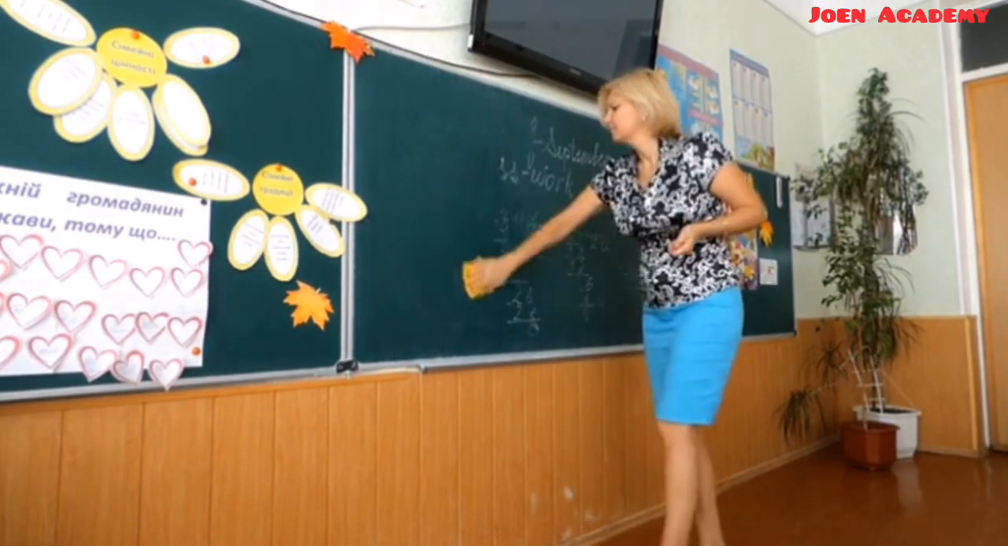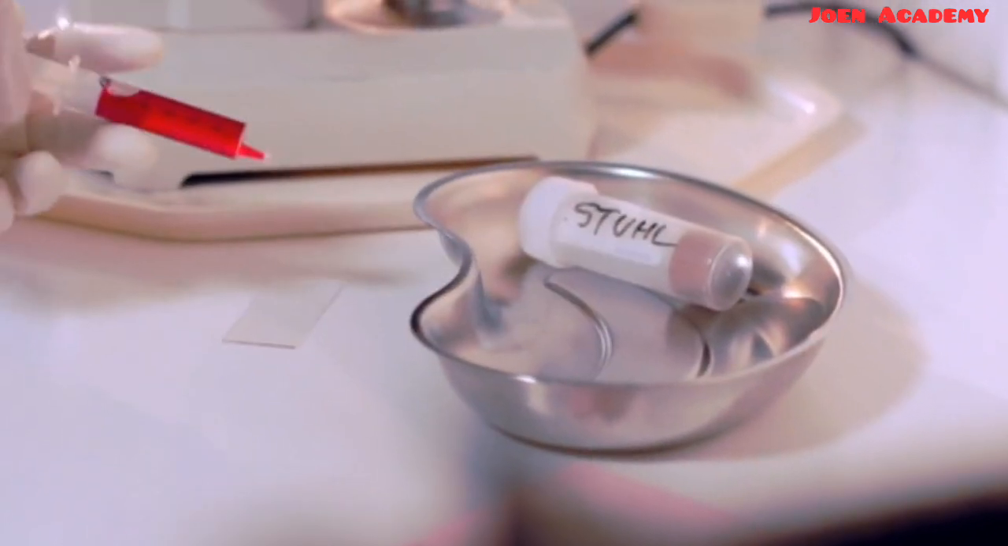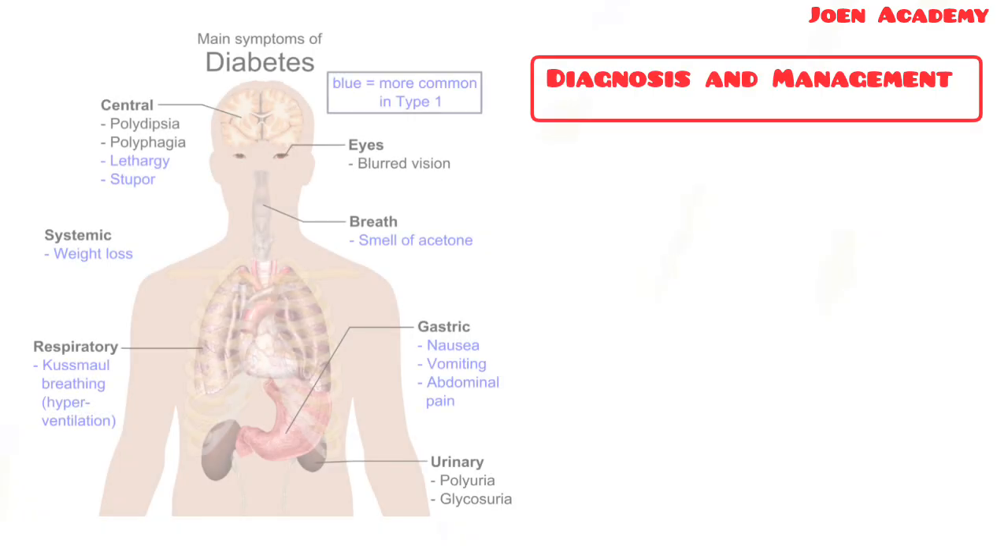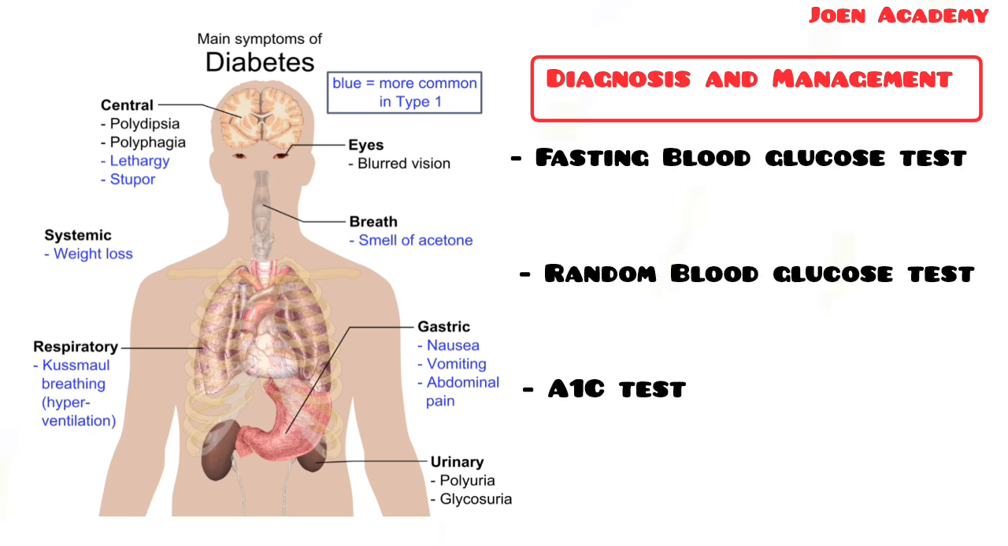This video is going to be on the diagnosis and management of diabetes. Diabetes is simply diagnosed by healthcare providers checking the blood glucose level. Three tests can be employed to measure the blood glucose level. These tests are the fasting blood glucose test, random blood glucose test, and A1C.